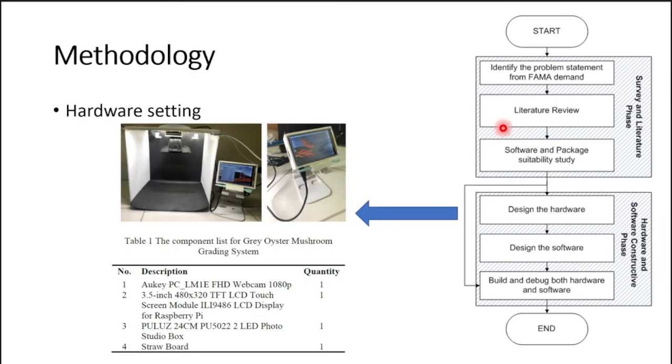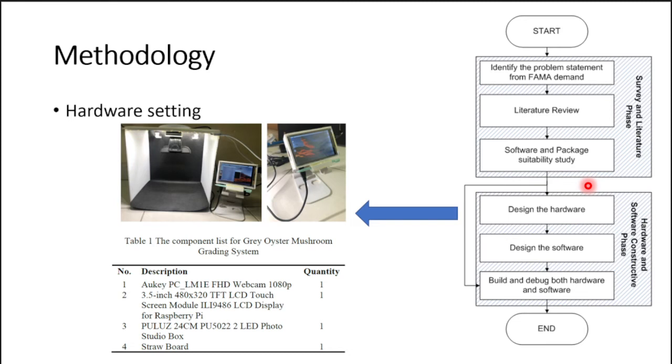So speaking about our methodology for this proposed paper, we divided our work into 2 phases. The first phase is survey and literature, and the second phase is hardware and software construction. First things first, we try to discuss and analyze the demand from FAMA itself, and we did the literature review, and we tried to find the compatibility and suitability study of software and packages that are used in the mushroom field.